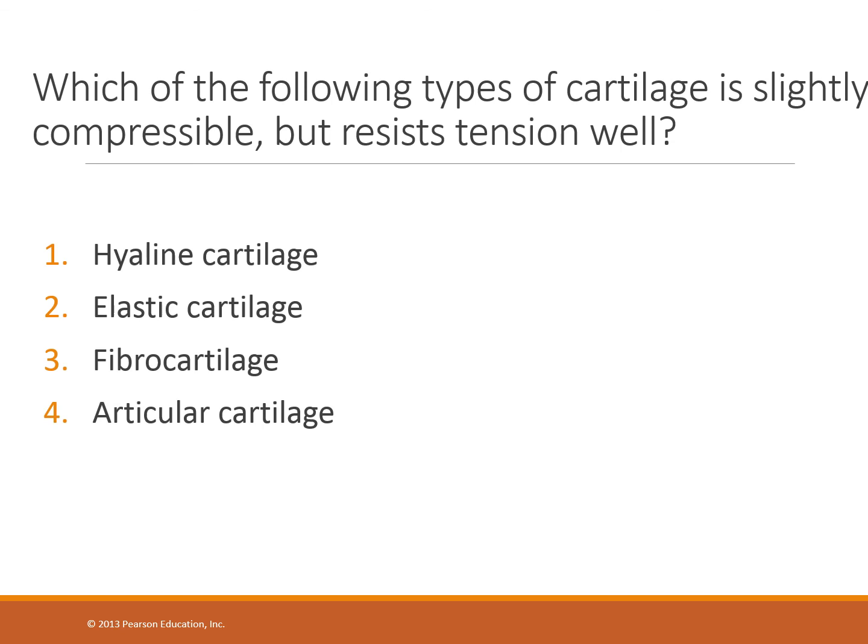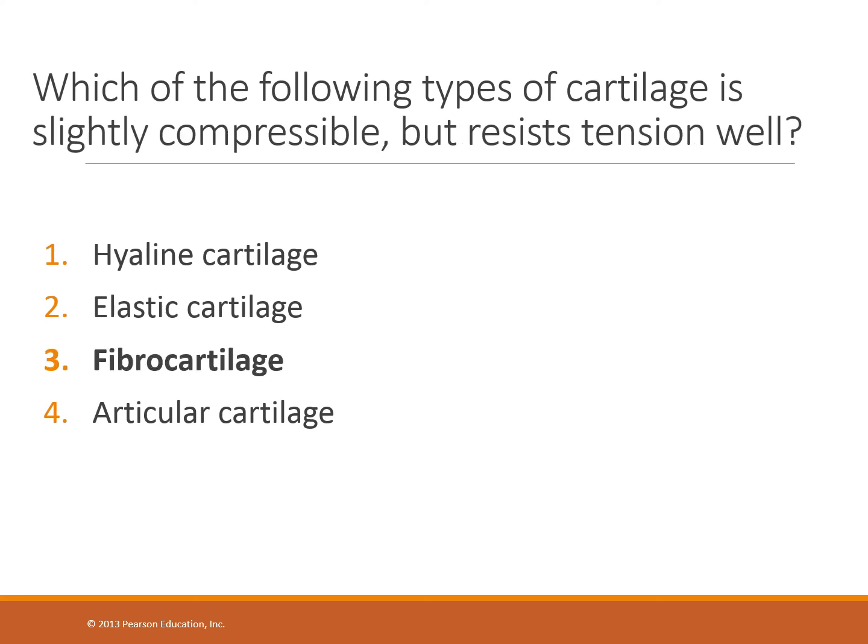Here's one last question. Which of the following types of cartilage is slightly compressible but resists tension well? Would that be hyaline cartilage, elastic cartilage, fibrocartilage, or articular cartilage? I hope you said fibrocartilage. Remember, fibrocartilage has lots of collagen fibers and sometimes a few elastic fibers. Together, you get resistance to compression and tension.